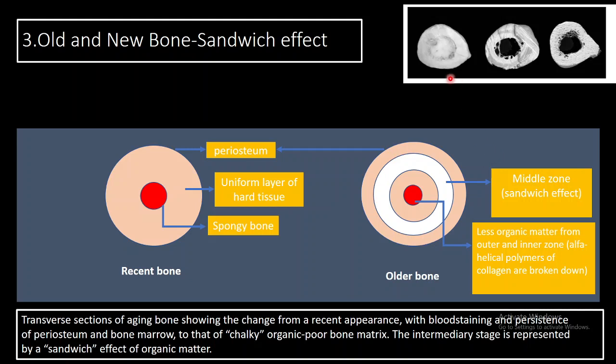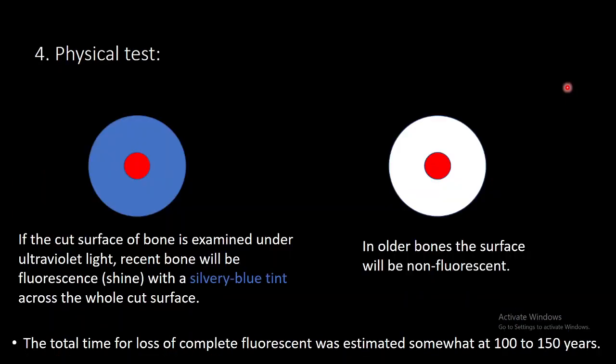In this picture also you can see how to identify the old bone and the new bone. This is the new, recent one and this is the old one. Another method is the physical test. If the cut surface of bone is examined under ultraviolet light, recent bone will be fluorescent, or shine with a silvery blue tint across the whole cut surface. But if the bone is older, the surface will be non-fluorescent.